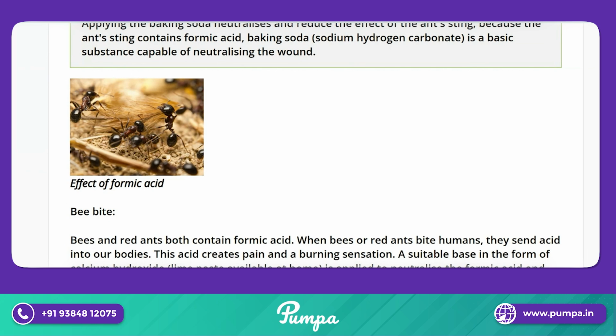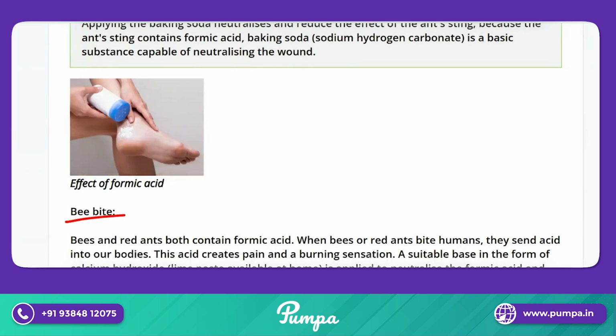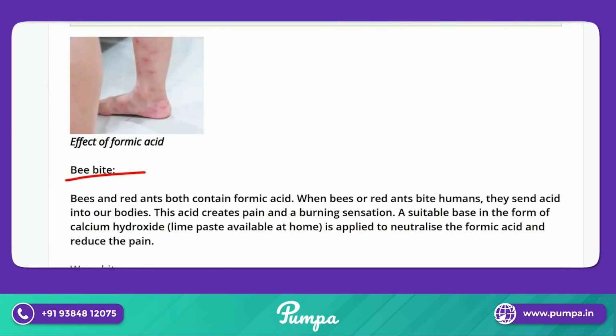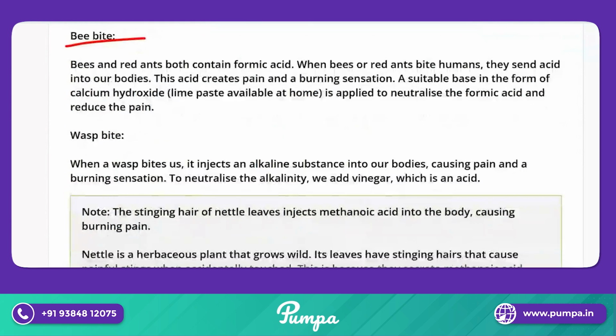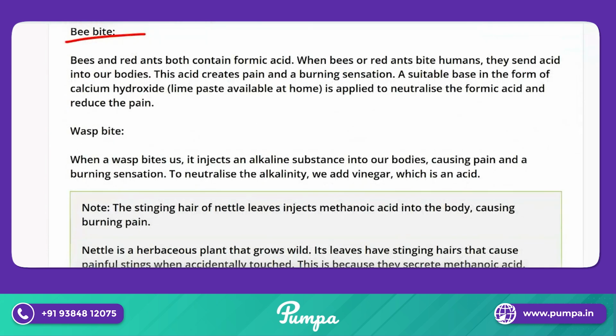Okay. And this is for bee and ant bite. In case of a wasp bite, it actually produces a basic substance. Ant and bee produce an acidic substance, right? So this wasp is going to give the alkaline, which is a basic substance. It will cause the burning sensation.